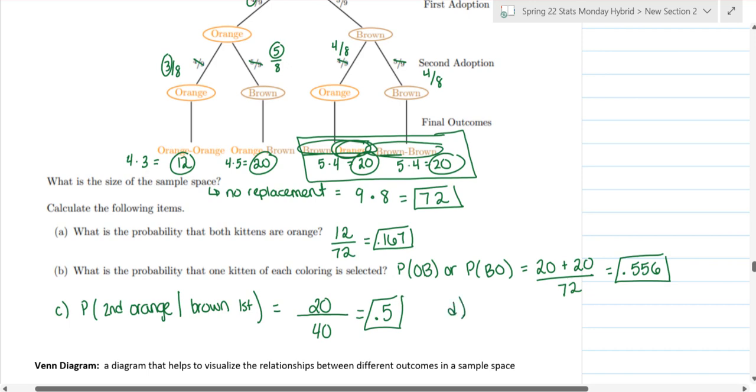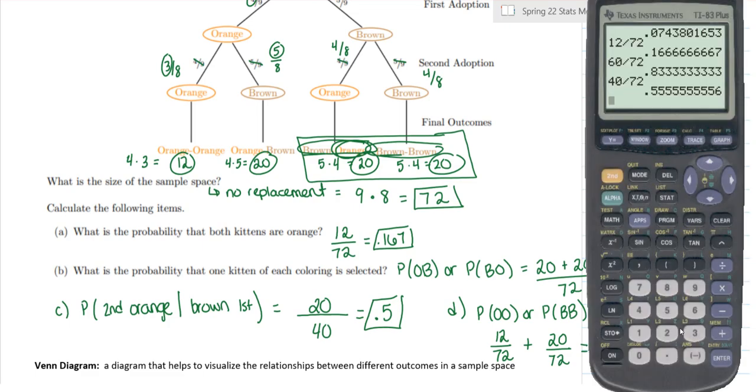And then D, what is the probability of choosing 2 kittens of the same color? So that would be orange, orange, or brown, brown. So we're adding. Orange, orange is 12 out of 72. And brown, brown is 20 out of 72. So 12 plus 20 is 32 out of 72. And that is going to be 0.444.